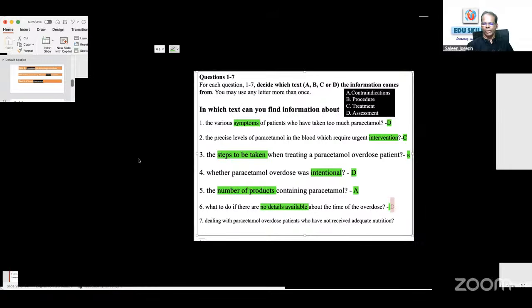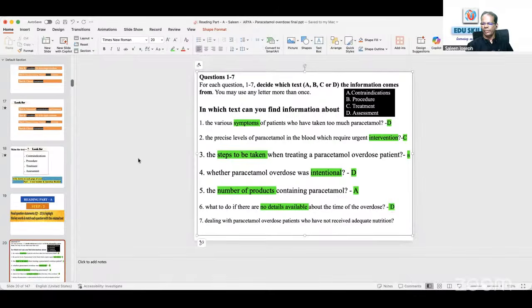The 7th one, dealing with paracetamol overdose patients who have not received adequate nutrition. Treatment. Yeah, you'll be giving additional IV fluids or something as part of the treatment, right? Treatment. Yeah, C.